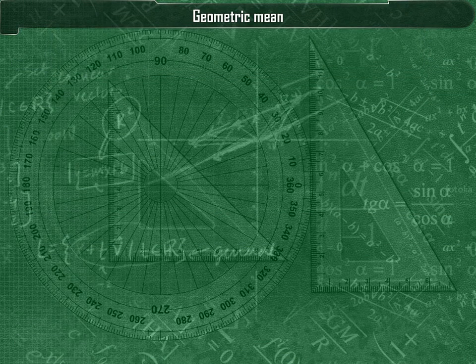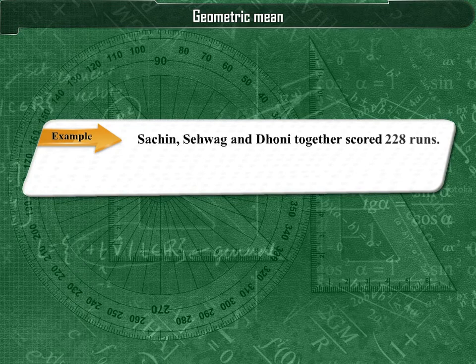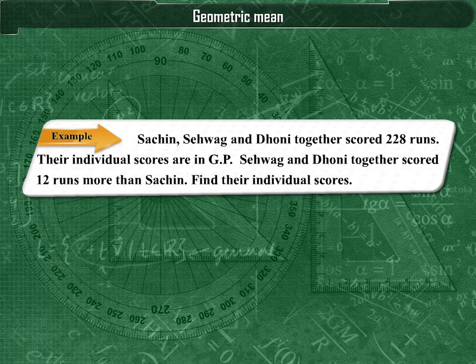We will now solve some examples based on arithmetic mean and geometric mean. Question 1. Sachin, Sehwag and Dhoni together scored 228 runs. Their individual scores are in GP. Sehwag and Dhoni together scored 12 runs more than Sachin. Find their individual scores.